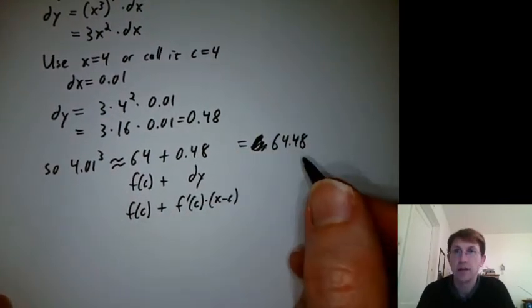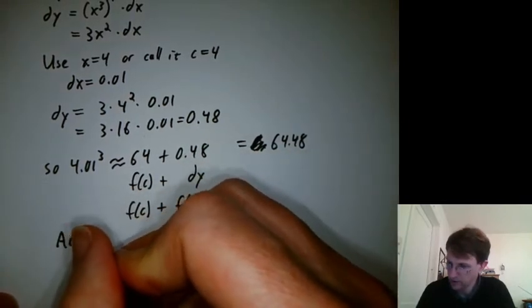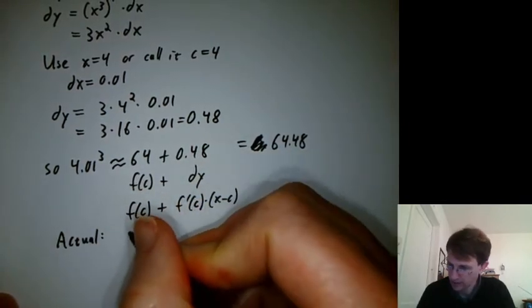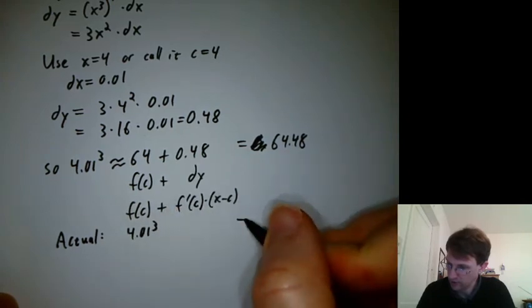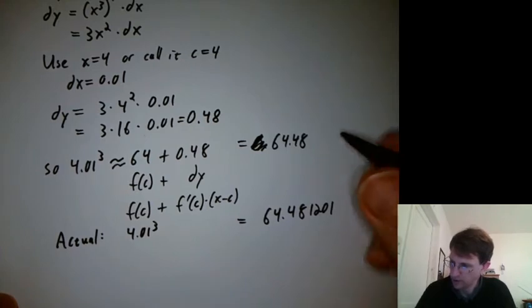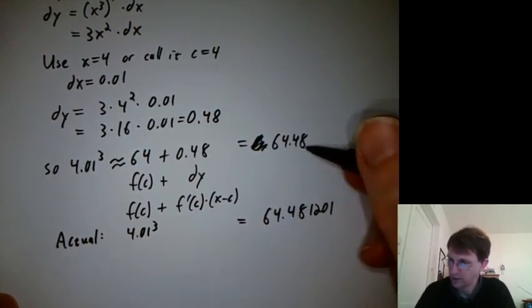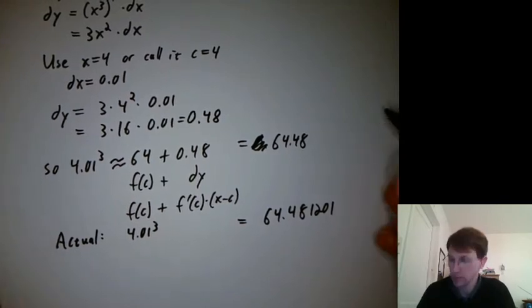It's interesting to see how close this is to the true answer. So that's easy enough to type in on a calculator, of course. 4.01 cubed is 64.481201. Or you could really think of it as 64.481 instead of 64.480, so reasonably close.